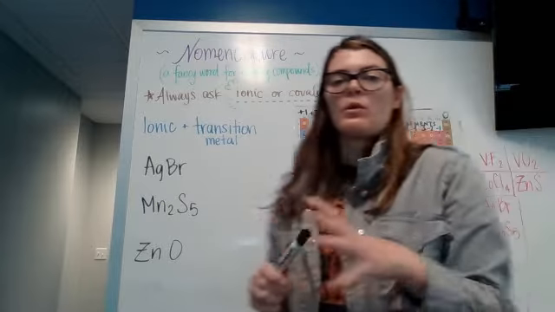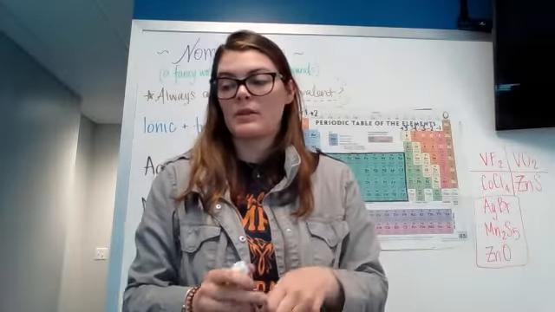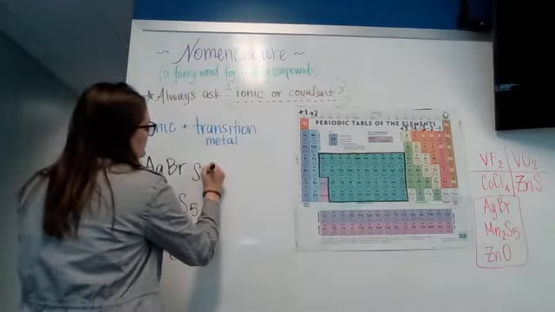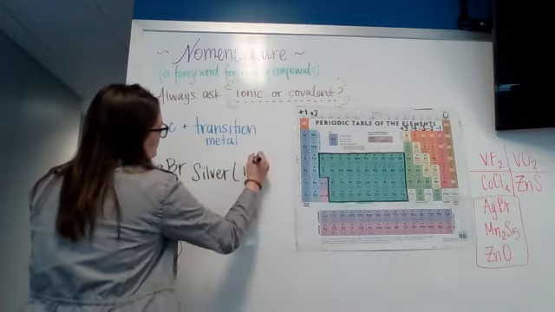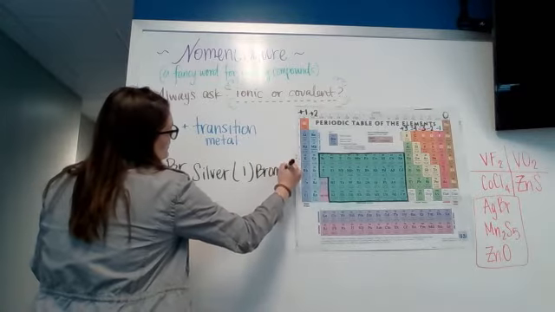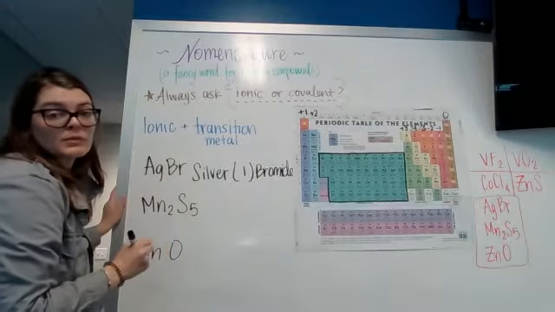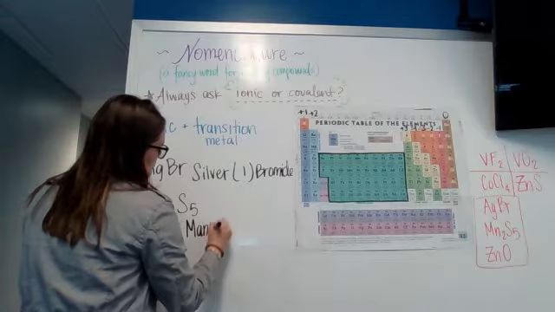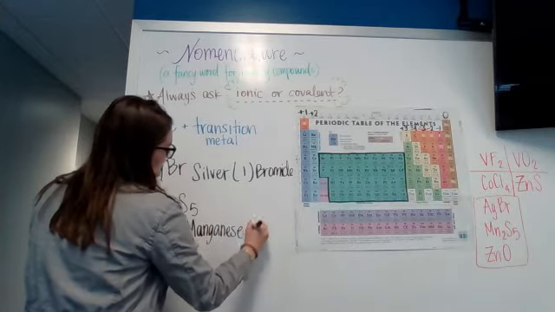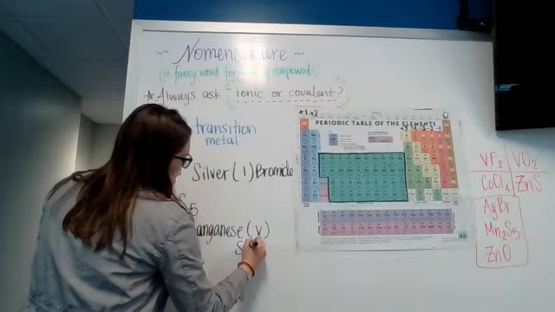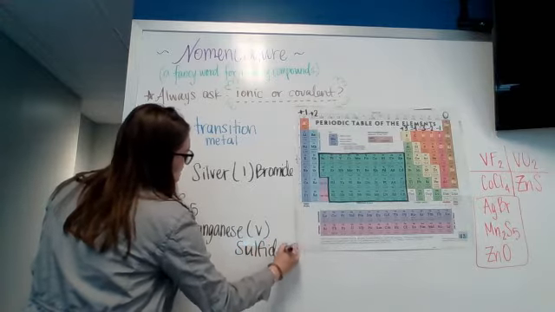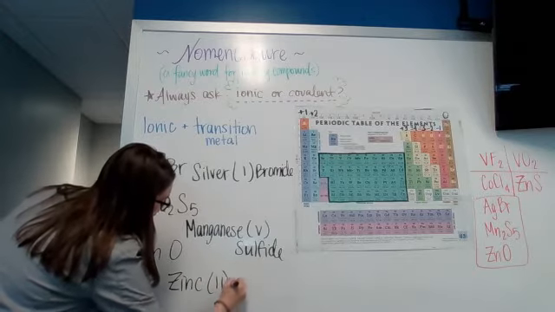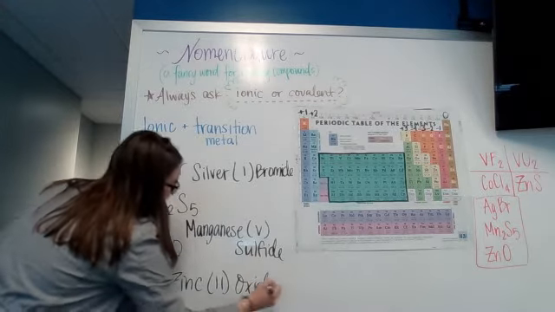Okay, so hopefully you paused the video, you thought about what the names of these are, so I'm going to write them down for you. So here we have silver 1 bromide, silver 1 bromide. Here I have manganese 5 sulfide. And here I have zinc 2 oxide.